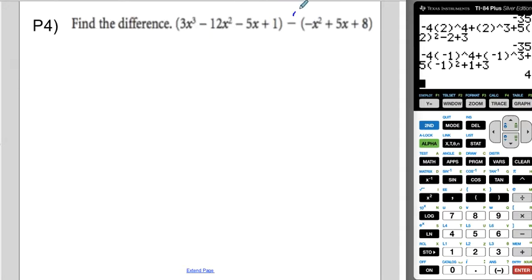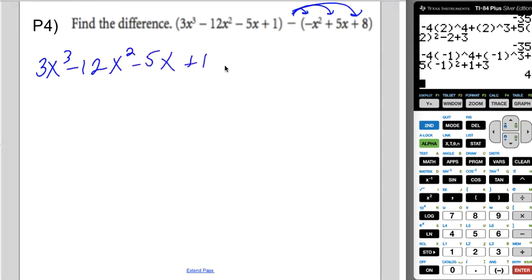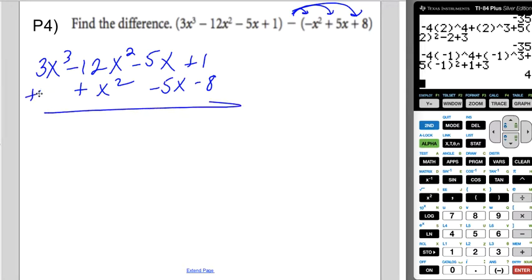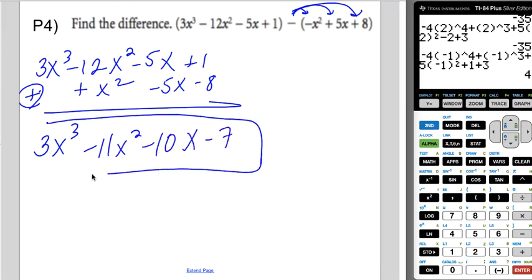Same thing here, right? We're going to distribute this negative. If we have a number in front of our parentheses, we'd have to distribute that too. So I'm going to have 3x to the third minus 12x squared minus 5x plus 1, and when I distribute the negative, I get a plus x squared, because that'll line up with the x squareds. I get a minus 5x and a minus 8. So when I add straight down, I'm going to get 3x cubed minus 11x squared minus 10x minus 7, and that's my final answer.